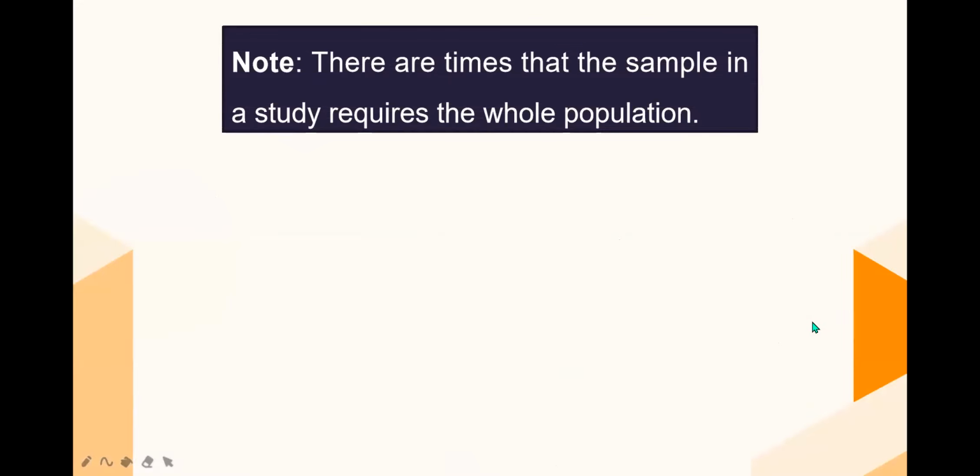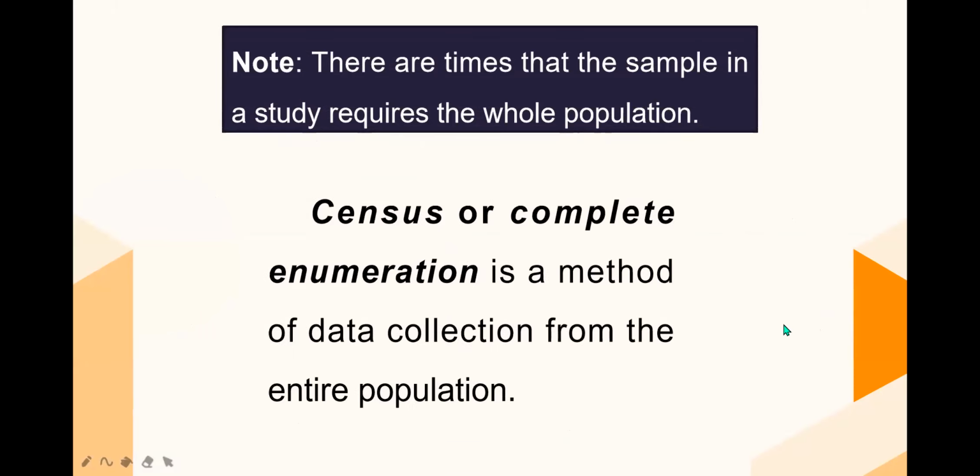Next one. Note, there are times that a sample in a study requires the whole population. Definitely, there are studies that require the total enumeration of the population, or the whole population itself. What are those kinds of sampling? Again, this is another type of non-probability sampling. Number 1 is what we call census, or complete enumeration.